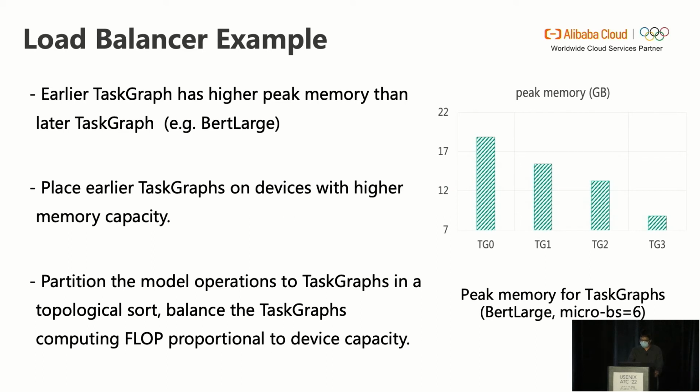Where multiple task graphs are executed in the pipeline, we balance the inter-task graph workload on heterogeneous GPUs. Pipeline parallelism achieves efficient execution by interleaving forward-backward execution among multiple micro batches. Earlier task graphs have to cache more activations than later task graphs. Thus, earlier task graphs usually consume more GPU memory than later task graphs. This is shown in the right figure. The different memory requirements of task graphs motivate us to place earlier task graphs on devices with high memory capacity.